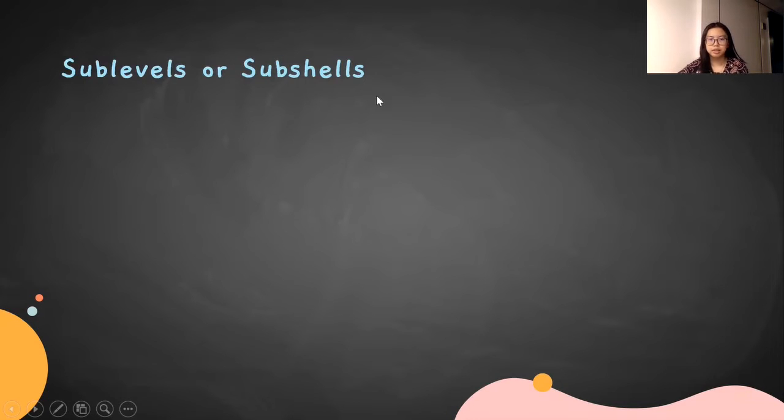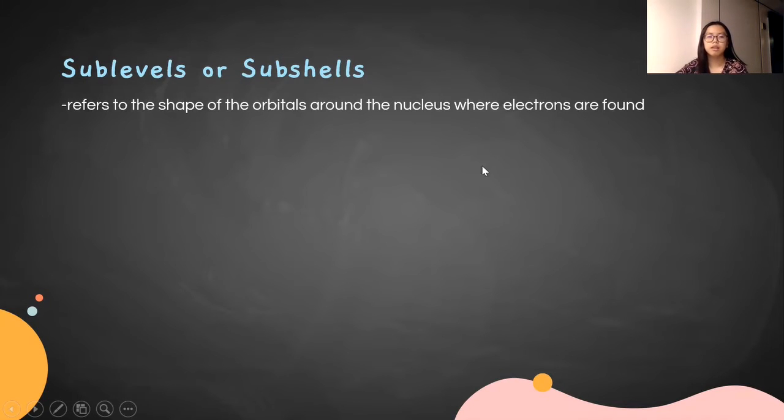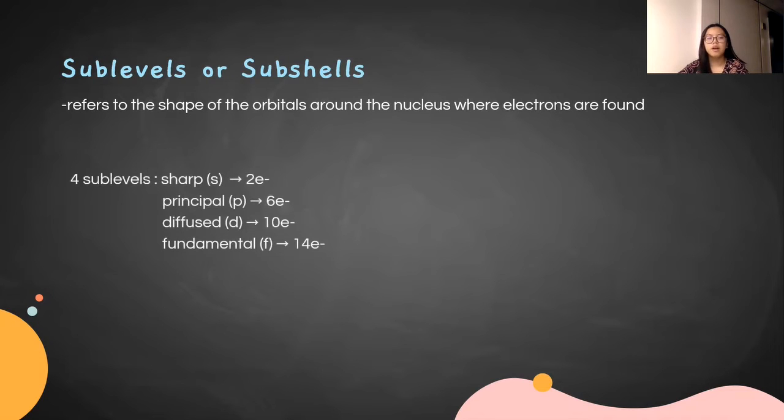Sublevels or subshells refer to the shape of the orbitals around the nucleus where electrons are found. There are 4 sublevels or subshells. First one is sharp or S. It can hold up to 2 electrons.